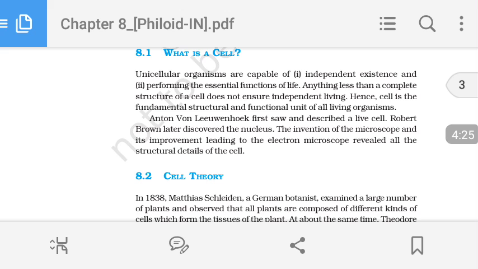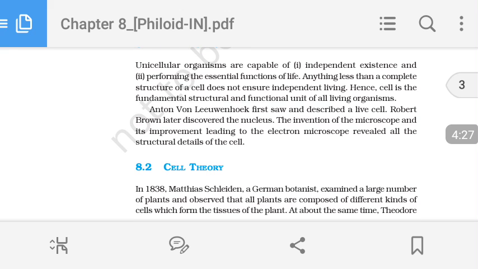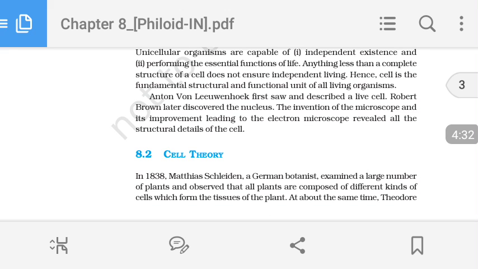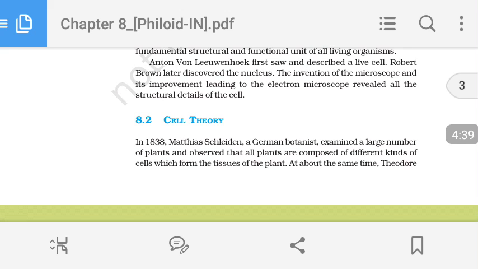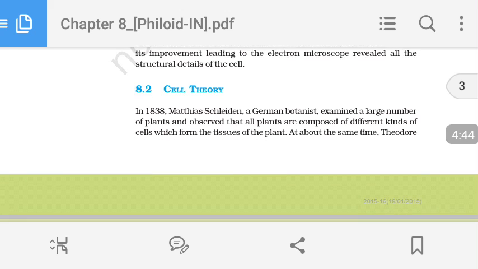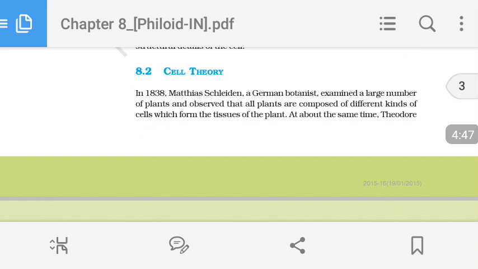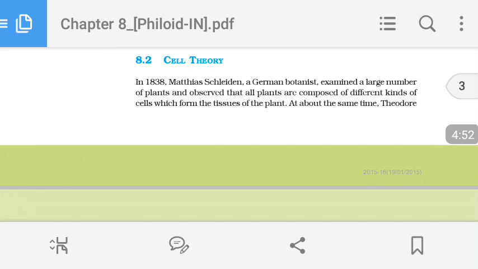Then Anton von Leeuwenhoek first saw and described a living cell. This is important. Then Robert Brown later discovered the nucleus. The invention of the microscope and its improvement leading to the electron microscope revealed all the structural details of the cell, and this is the cell theory. In 1838, Matthias Schleiden, a German botanist, examined a large number of plants and observed that all plants are composed of different kinds of cells which form the tissues of the plant.